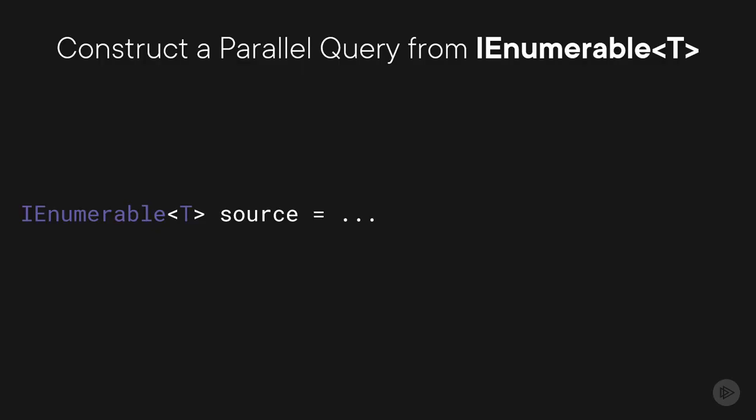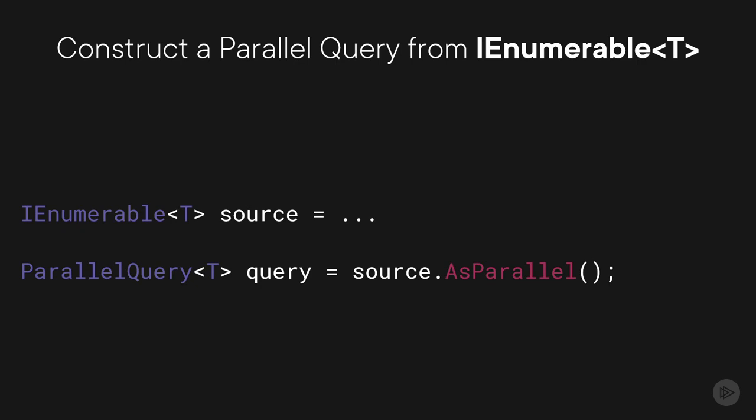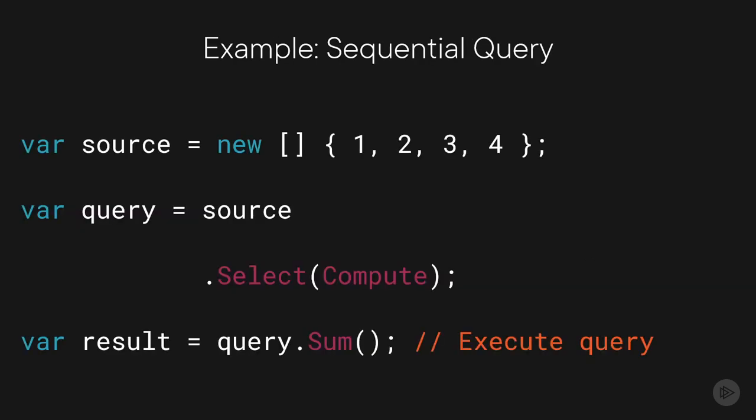To start writing parallel queries, you first need a collection of data to work with. Once you've got an IEnumerable of T, you can simply call AsParallel, and this will create a parallel query. To execute the parallel operation, you could simply call a method like Sum or ToList, or use a foreach loop. In this example, you have a short list of elements. Each element will be passed to an expensive operation for it to be processed. When this is run sequentially, it uses one thread for all the processing. Let's say that it takes a few seconds to complete.